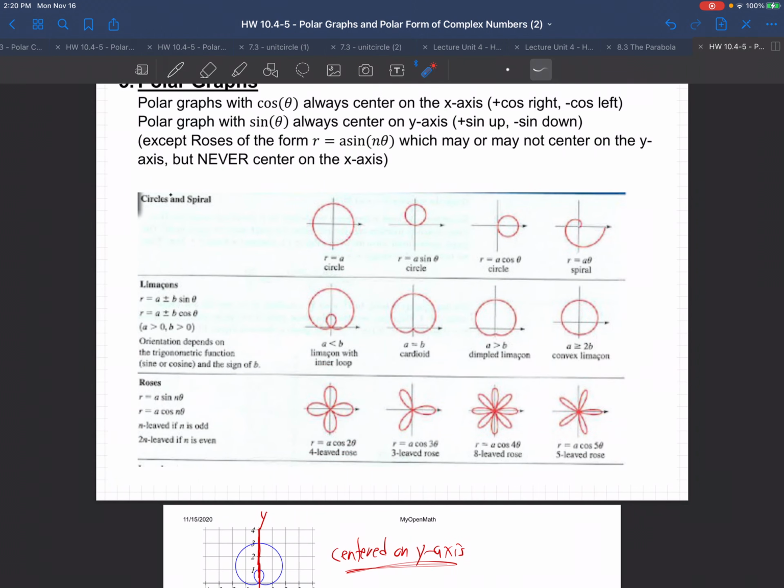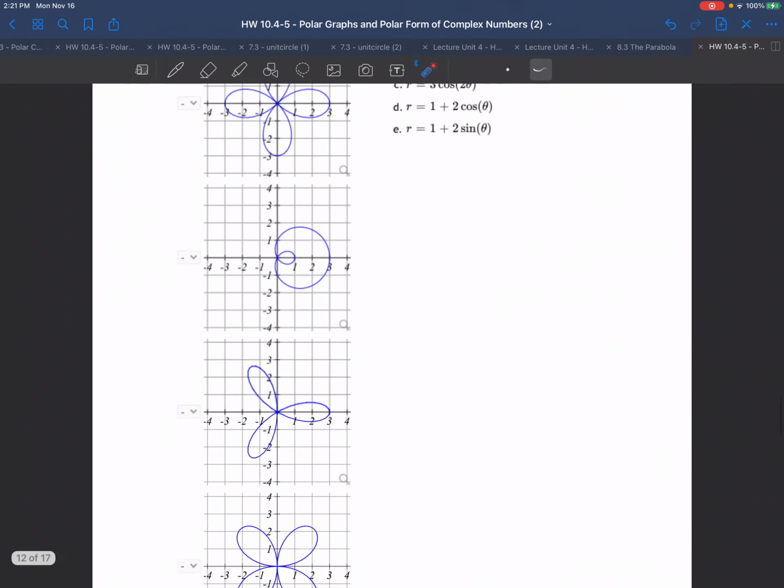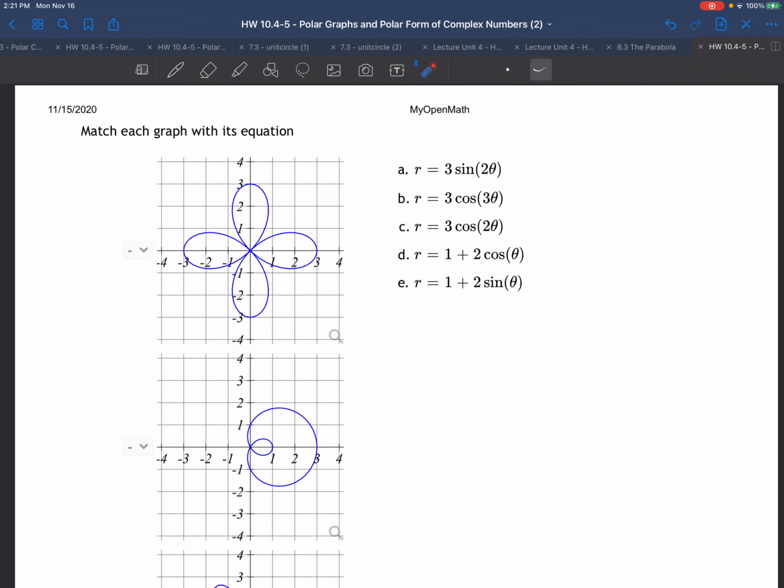The equations for the roses are like this: a sine n theta or a cosine n theta. So it might be a cosine 2 theta. It's got to be 2 theta for 4 branches. So a cosine 2 theta or maybe sine 2 theta. Let's go find that one. Is there a cosine 2 theta or a sine 2 theta? There's a sine 2 theta and there's a cosine 2 theta. Both.